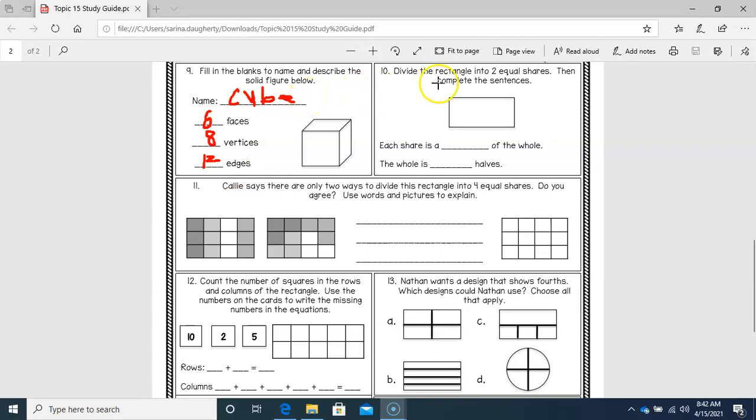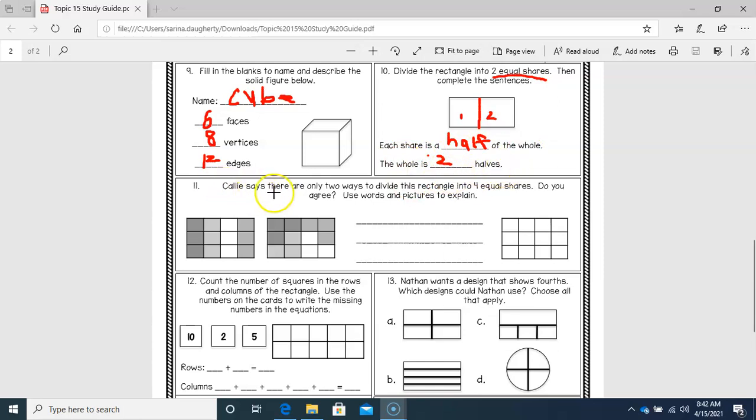All right, number 10, divide the rectangle into 2 equal shares. Well, that's pretty easy. Then complete the sentence. So as close to the middle as you can, you're going to put it into 2 equal shares. Each share is a half of the whole because half is what 2 equals to. 2 equal shares means it's a half of the whole. The whole is 2 halves. 1, 2 halves. So that is what you would say here. Each share is a half of the whole. The whole is 2 halves.